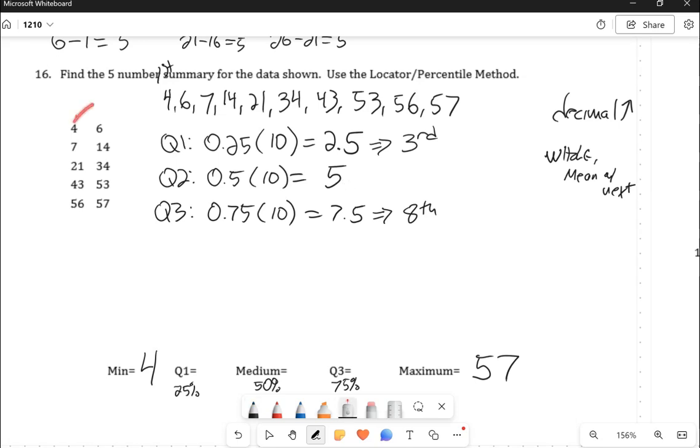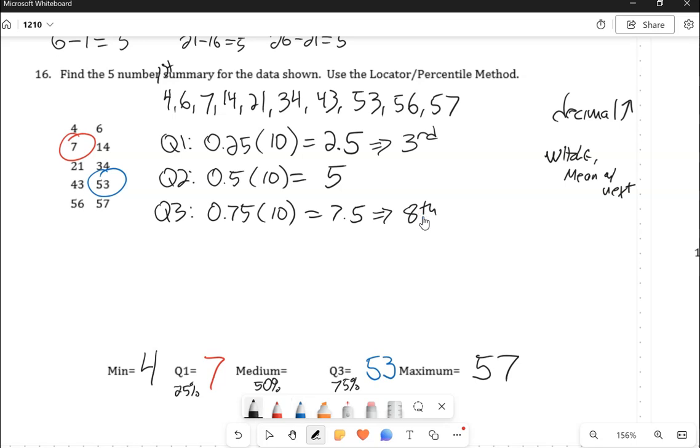The third one, 1, 2, 3. That's Q1, 7. It told us to go to the third one after we interpreted it. For Q3, it told us to go to the 8th one. 1, 2, 3, 4, 5, 6, 7, 8. There it is. The 8th one is 53.